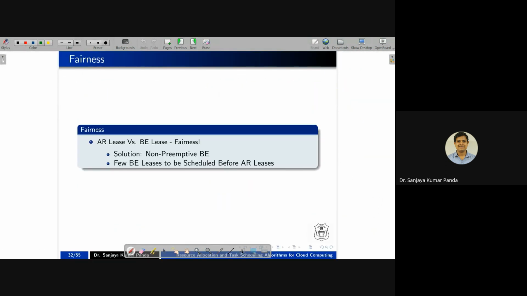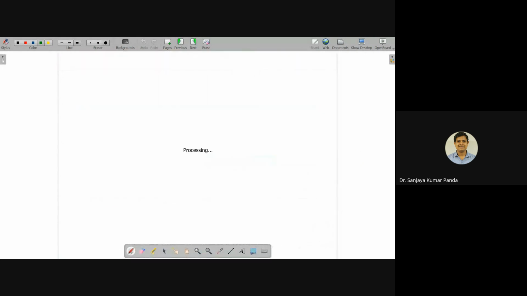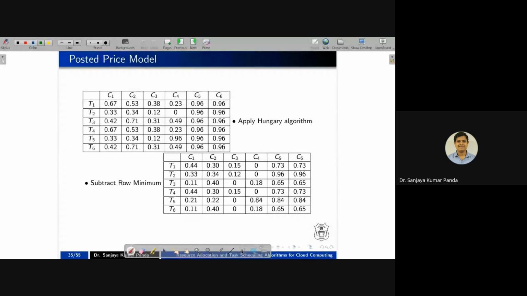Okay, so I'll go for the last resource allocation algorithm, called the posted price model. I told you the posted price model is based upon a popular mathematical algorithm called the Hungarian algorithm. Generally, the posted price model is applicable when the number of tasks is the same as the number of resources, or number of clouds or number of machines. But in real life, the number of tasks is quite more in comparison to the number of clouds. So what process do you have to do in the posted price model? If you are given a resource allocation matrix like this, assume that these are the times or cost or whatever it may be, right?